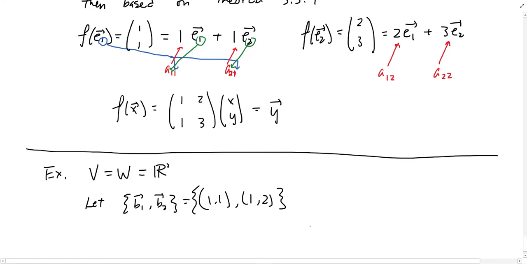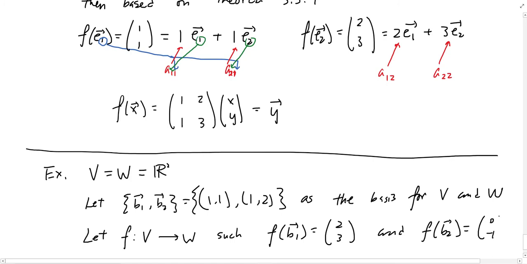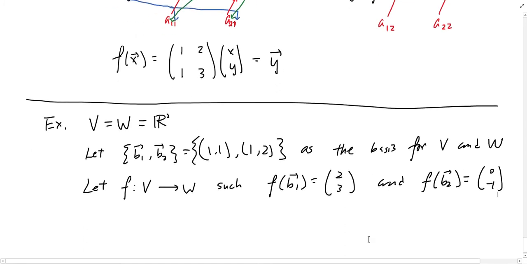So clearly these two vectors are not multiples. So therefore they form a basis for V and W, basically for R2. Let's say we define a function f that goes from V to W, and such that we know this. We know f of b1 is equal to (2, 3), and f of b2 is equal to (0, -1).